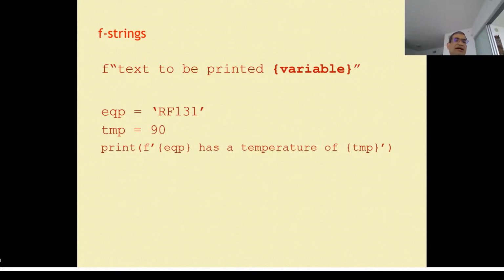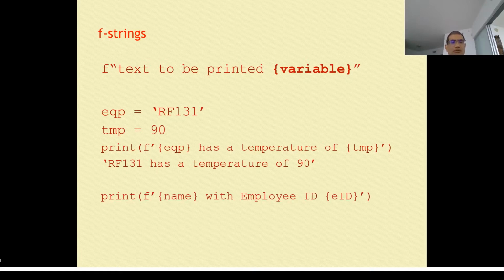You can say print f within quotes, "EQP has a temperature of TMP", but notice that EQP and TMP are within curly braces inside the quotes. So what Python will do when it prints the following is replace EQP with RF131, and replace TMP with 90, and so it will print out saying RF131 has a temperature of 90. Okay, that's what it will do.